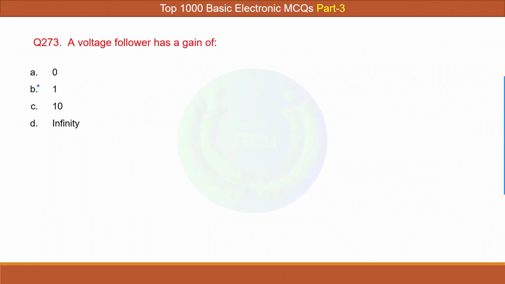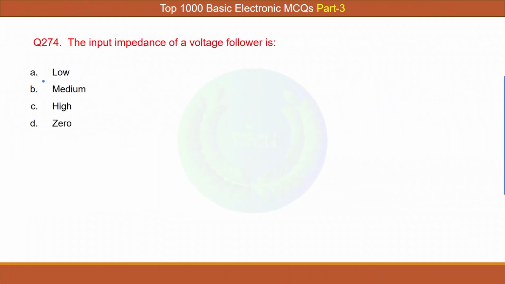Next question, question number 273. A voltage follower has a gain of option A, 0, option B, 1, option C, 10, option D, infinity. The answer is option B, 1.